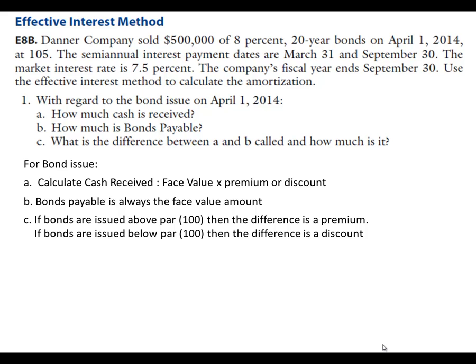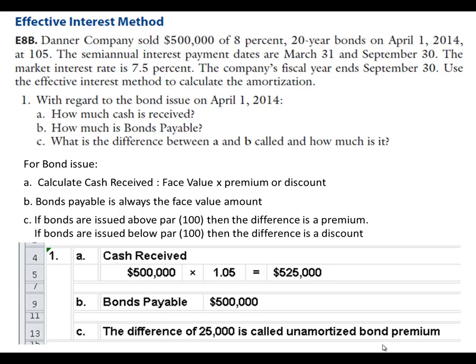And then C, the difference, if the bonds are issued above par, which is above 100, then the difference is a premium. So in this case we have a premium. Now if the bonds are issued below 100, like say the issue is 97 instead of 105, then the difference would be called a discount. So in this case, cash received is going to be our $500,000 times our 1.05. So we're actually going to receive $525,000 in cash for these bonds.